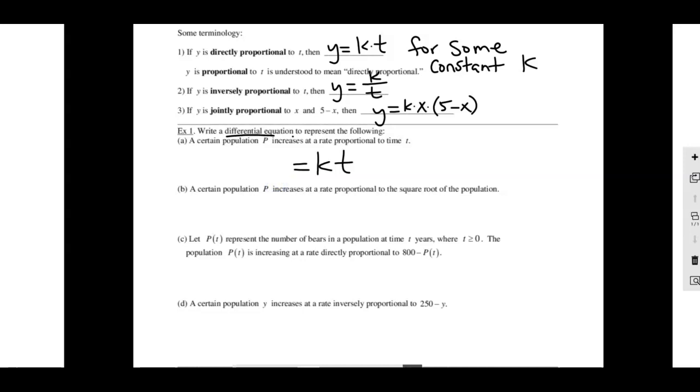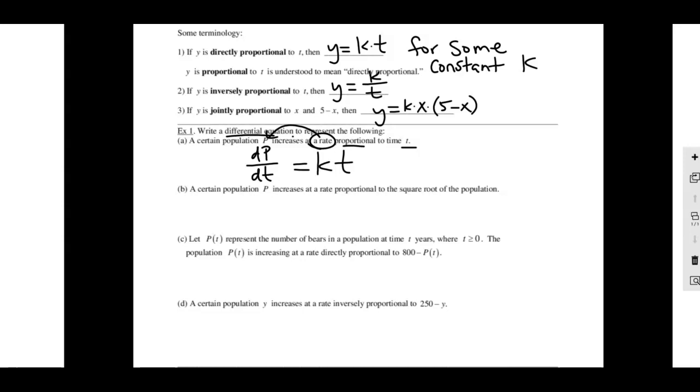So it's not P equals. It wasn't P that was proportional to T. It was the rate of P. It says a certain population increases at a rate, and it was the rate that was proportional to t. So here we're going to write dP/dt, the derivative. If you want to do P prime, that's the same, but it's the rate of change of P, aka the first derivative, dP/dt. That's the thing that was proportional. So dP/dt equals kt.